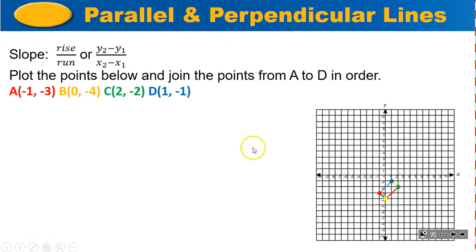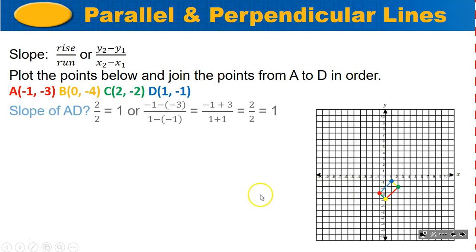All right, so next thing I want you guys to do is plot these points. Plot A, B, C, and D. Now, once you have them plotted, I want to talk through these. So first thing it asks us to do is find the slope of AD. Well, one of the ways to find the slope of AD is to count from A to D. The rise over the run. Notice over here, we got rise over run, or we can use the slope formula.